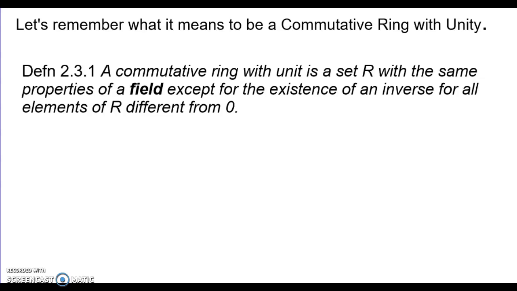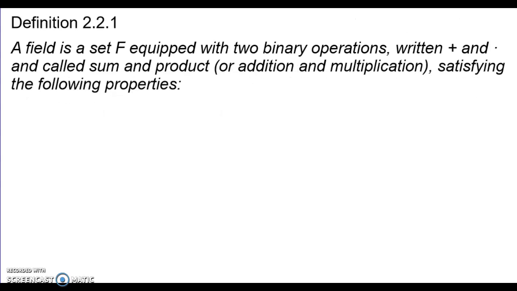So 2.3.1 says a commutative ring with unit is a set R with the same properties of a field except for the existence of an inverse for all elements of R different from 0. So then let's go back and look at a field. A field is a set F equipped with two binary operations. We're going to write them as plus and multiplication, and they're called a sum and a product, or addition and multiplication, satisfying the following properties.